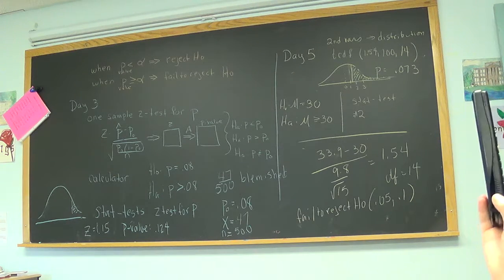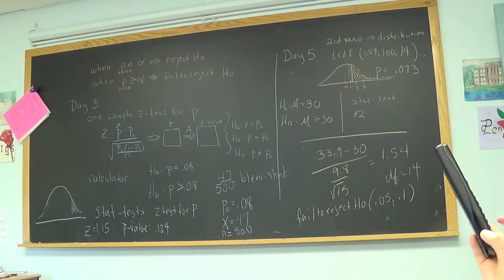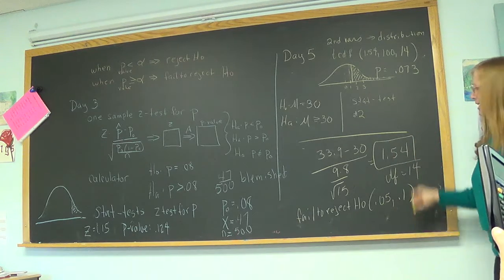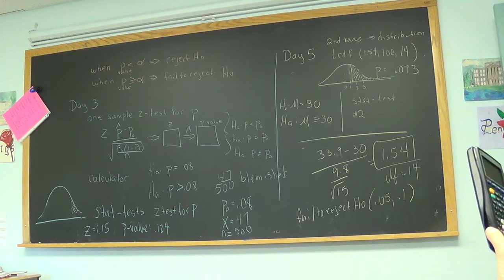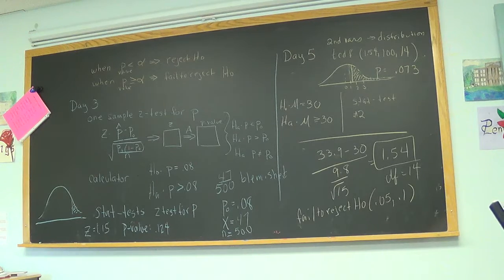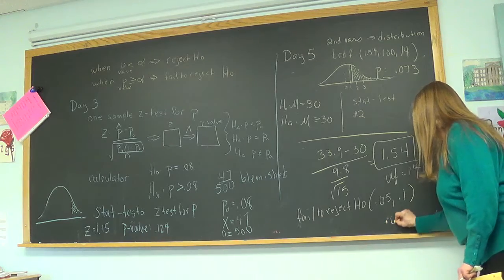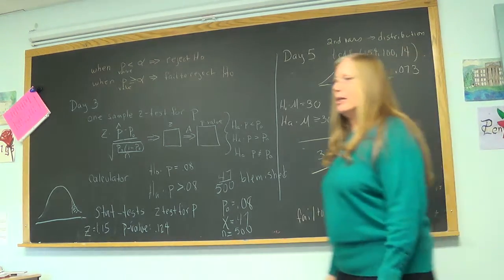All right, look at that. What's our t value? 1.54. And what is our P value? 0.07. Miss Fab, do you want us to calculate it or draw it? I like drawing, but either one.